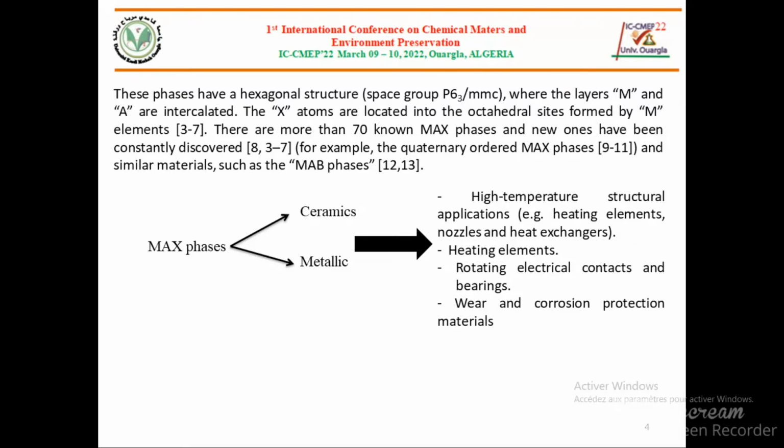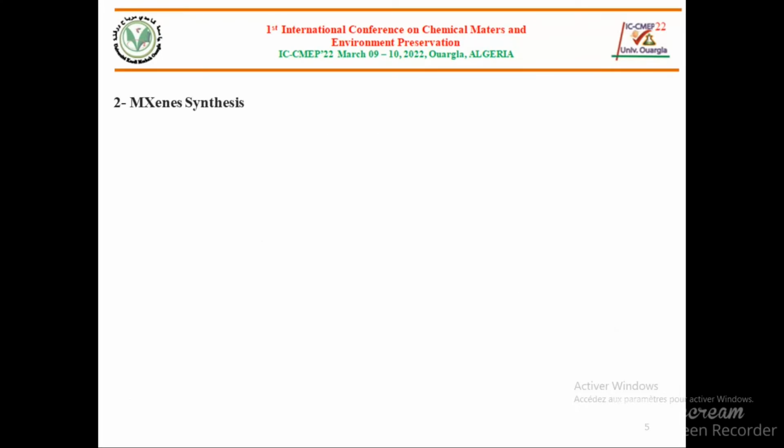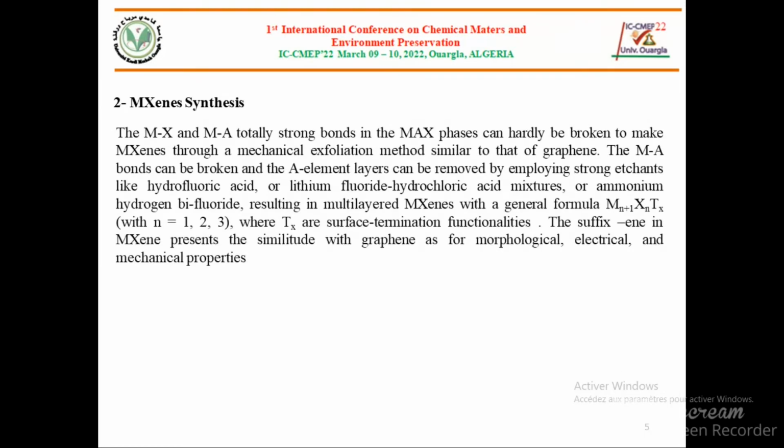MAX phases present strong bonds, preventing their cleavage through shearing or other mechanical methods. Therefore, for the first time, a chemical exfoliation approach made possible the synthesis of the 2D materials MXenes from parent MAX phases. The strong M-X and M-A bonds in the MAX phases can hardly be broken to make MXenes through a mechanical exfoliation method similar to that of graphene.